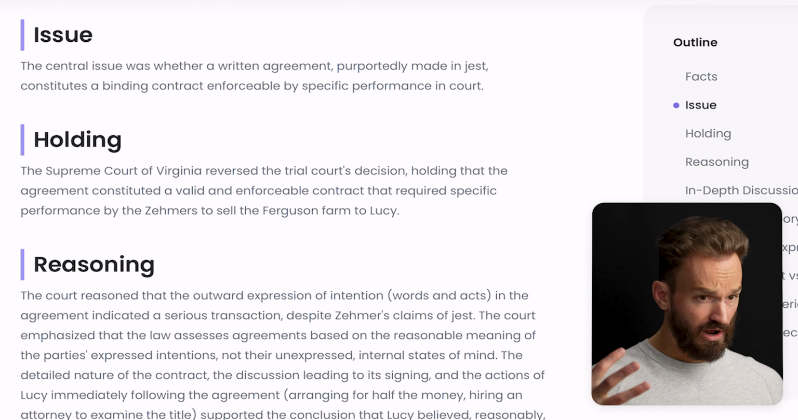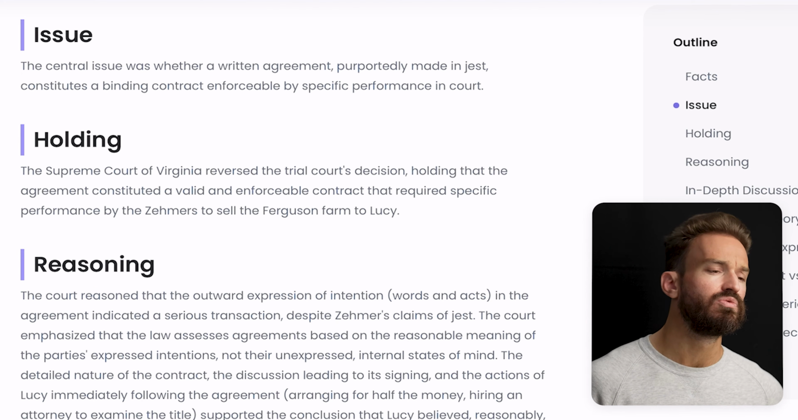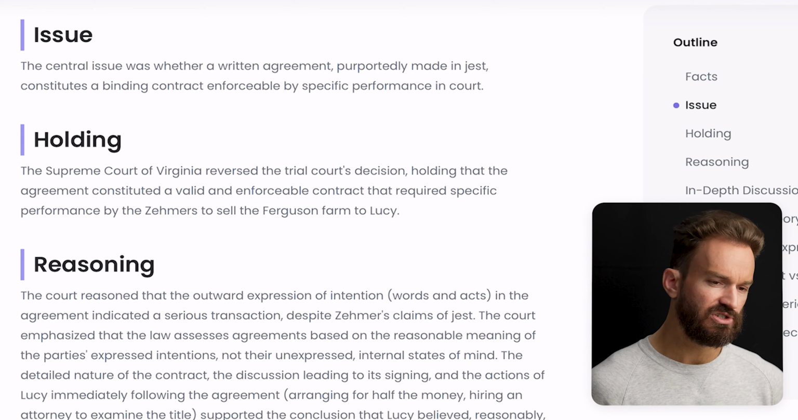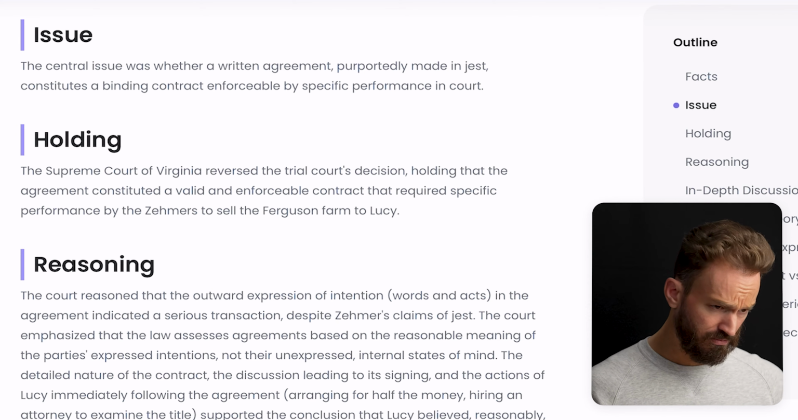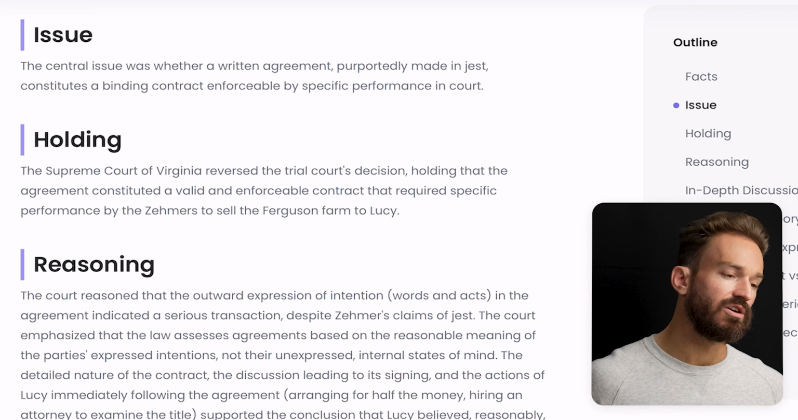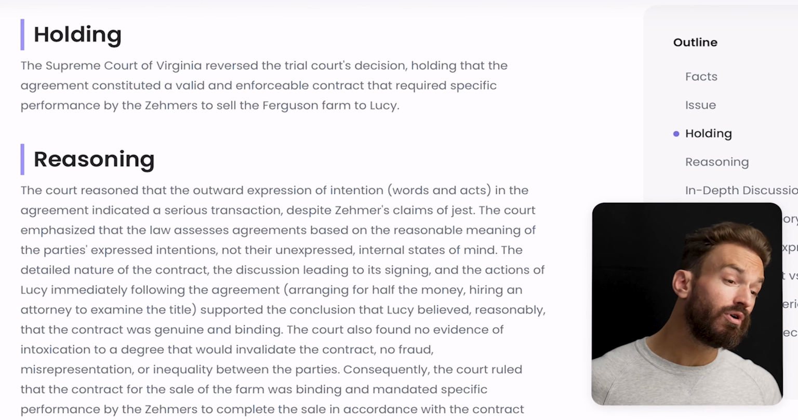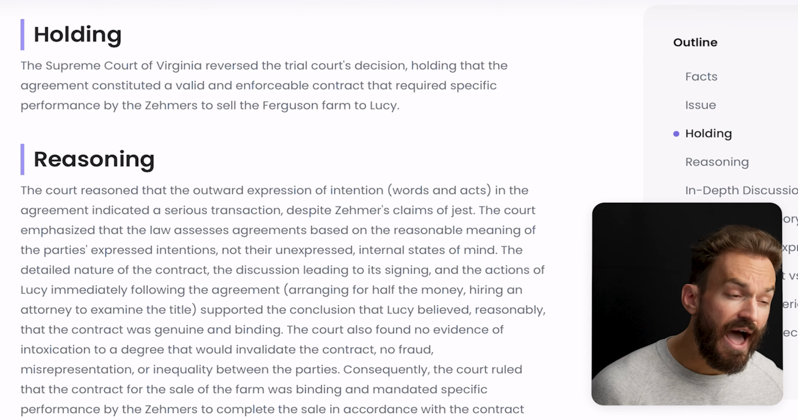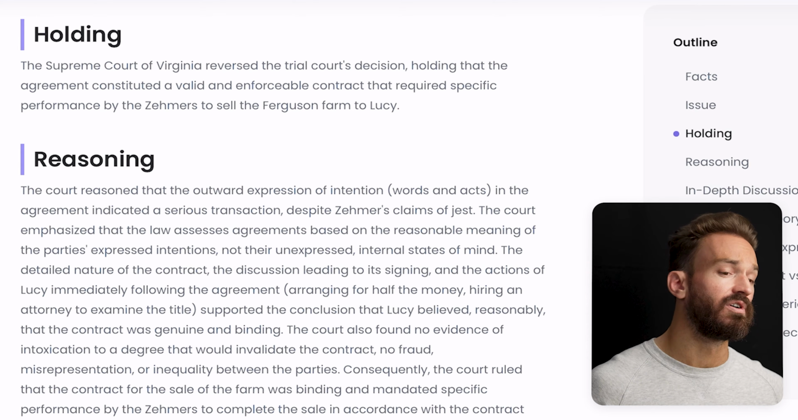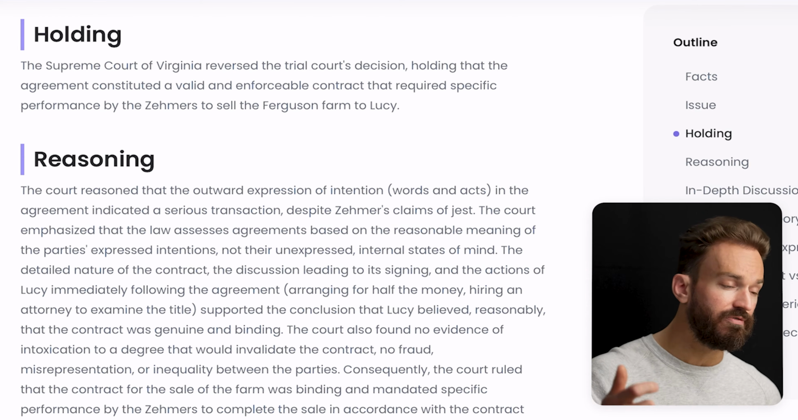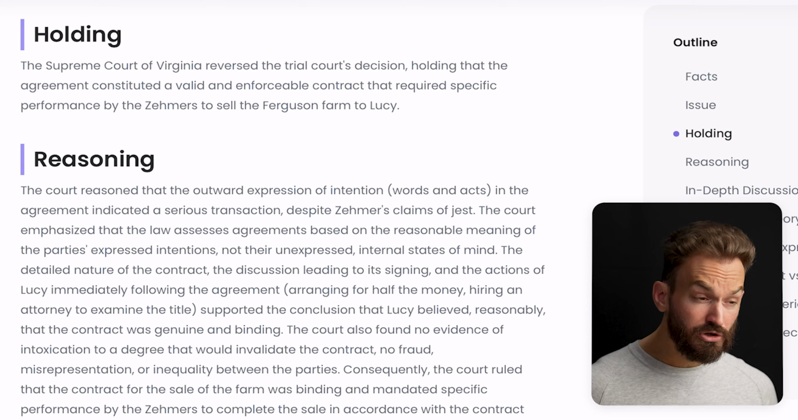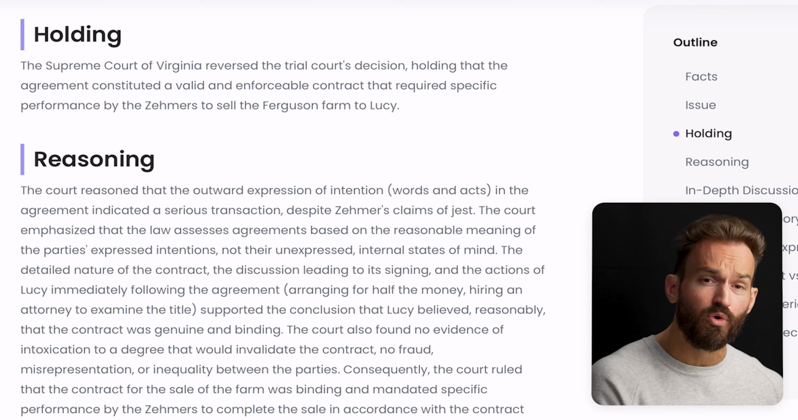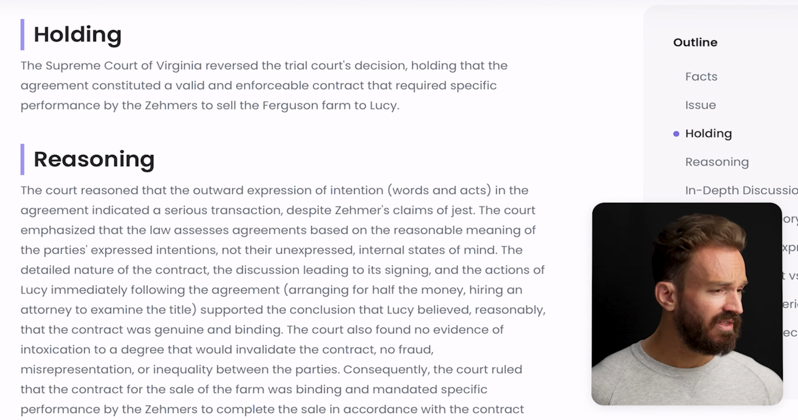This goes to the Supreme Court of Virginia, where the central issue was whether a written agreement, purportedly made in jest, constitutes a binding contract enforceable by specific performance in court. The Supreme Court of Virginia reverses the trial court's decision, holding that the agreement constituted a valid and enforceable contract that required specific performance by the Zehmers to sell the Ferguson Farm to Lucy. So Lucy wins here. The Supreme Court of Virginia says this is a valid and enforceable contract, even though the Zehmers are claiming this was all a big joke.